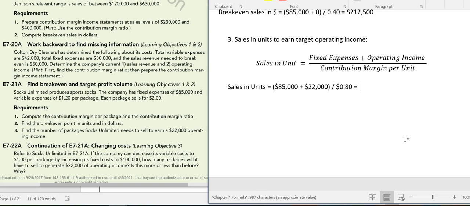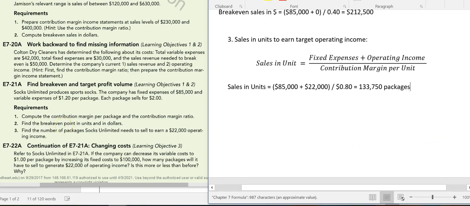So I have my calculator. Let me do it. I divide it by 0.8, and the result I found is 133,750. And that's actually in units, right? We can call it units or packages. That means the company needs to sell 133,750 packages if the company wants to earn $22,000 operating income.